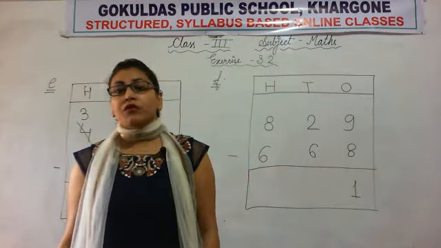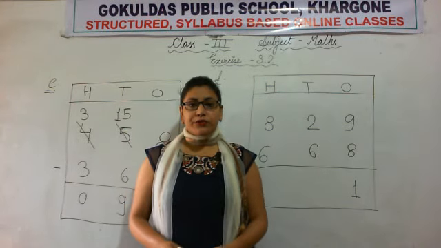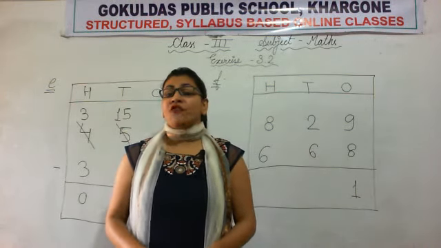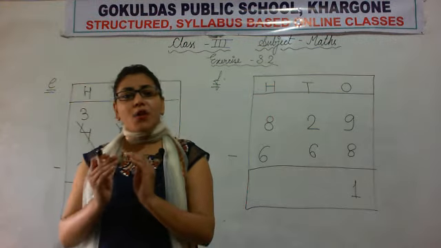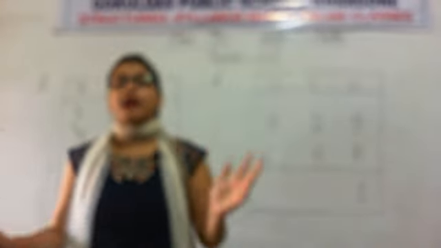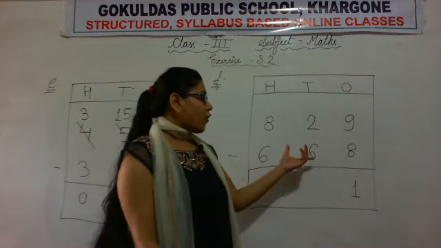Now can we remove 6 from the 2? No, we can't. Why? Because 6 is the bigger number and we always subtract a smaller number from the bigger number. But here 6 is the bigger number and 2 is the smaller number. So now what will happen?